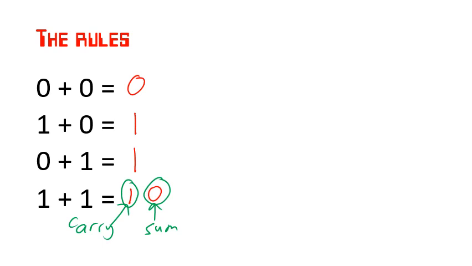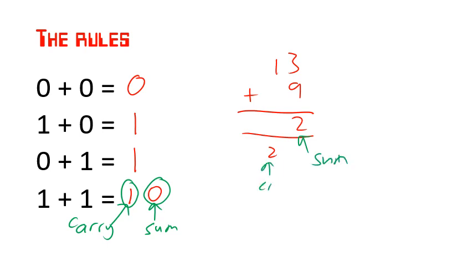Okay, so just like when you do things like 13 plus 9, you actually have to have a lot more rules. You have to know what 3 plus 9 is. Okay, that's 12. And you can see we've got the sum and the carry. And you're doing exactly the same thing with adding. We'll do some more examples in a minute.